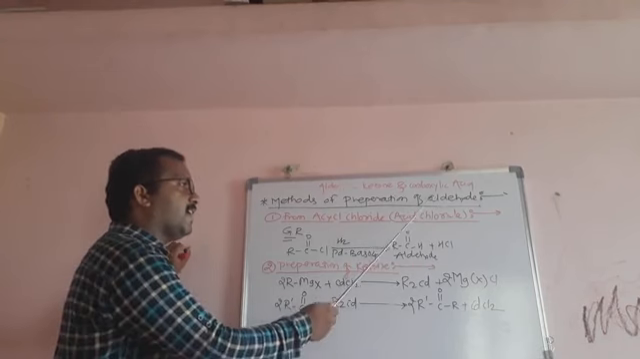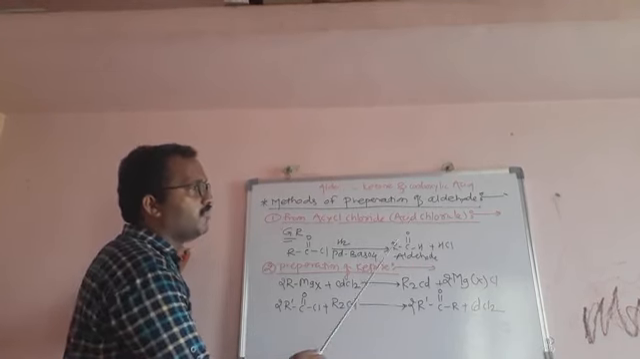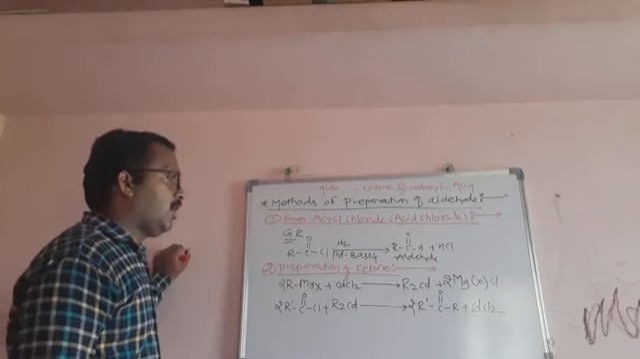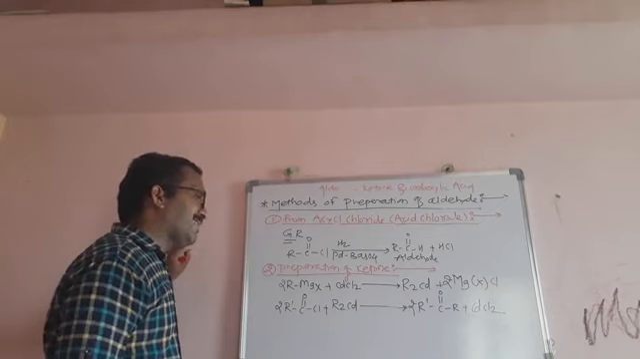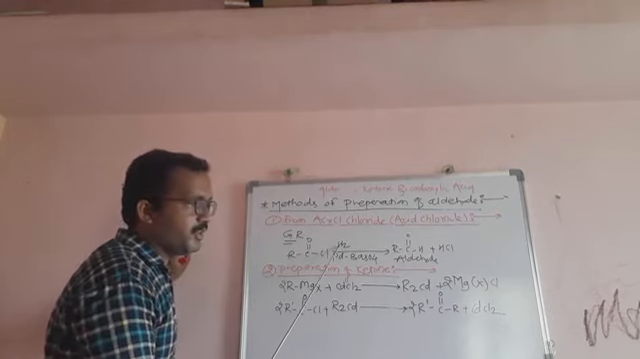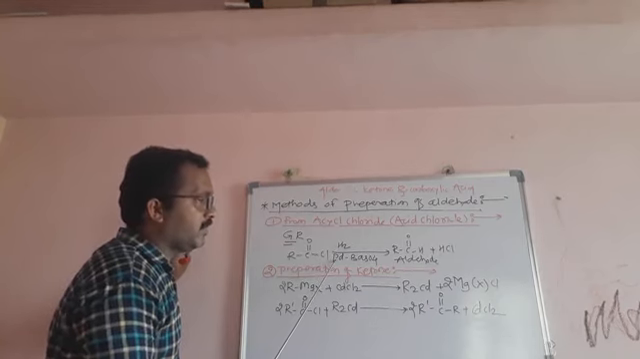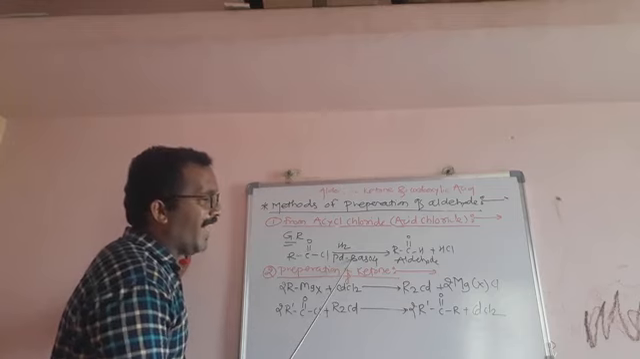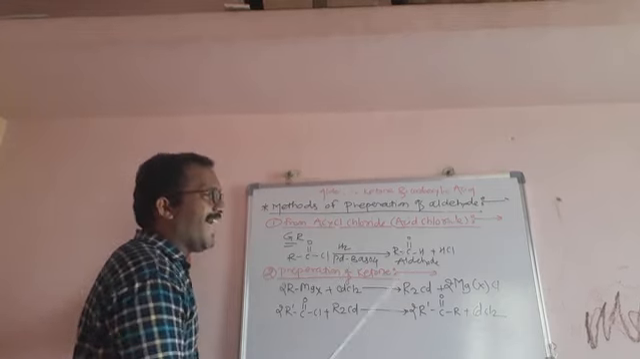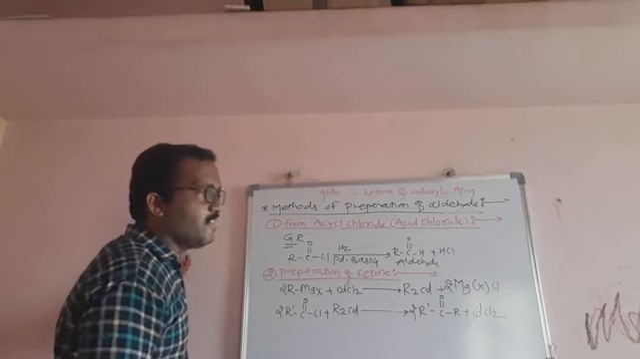The aldehydes are prepared from acyl chloride, which is also called acid chloride. When acyl chlorides undergo hydrogenation in the presence of palladium in poisoned barium sulfate, they give the corresponding aldehydes along with HCl as a byproduct.